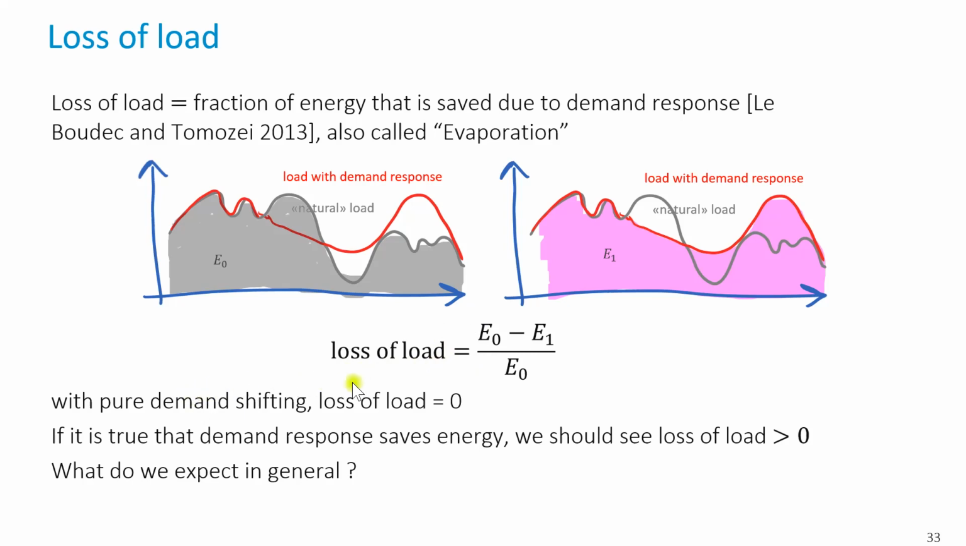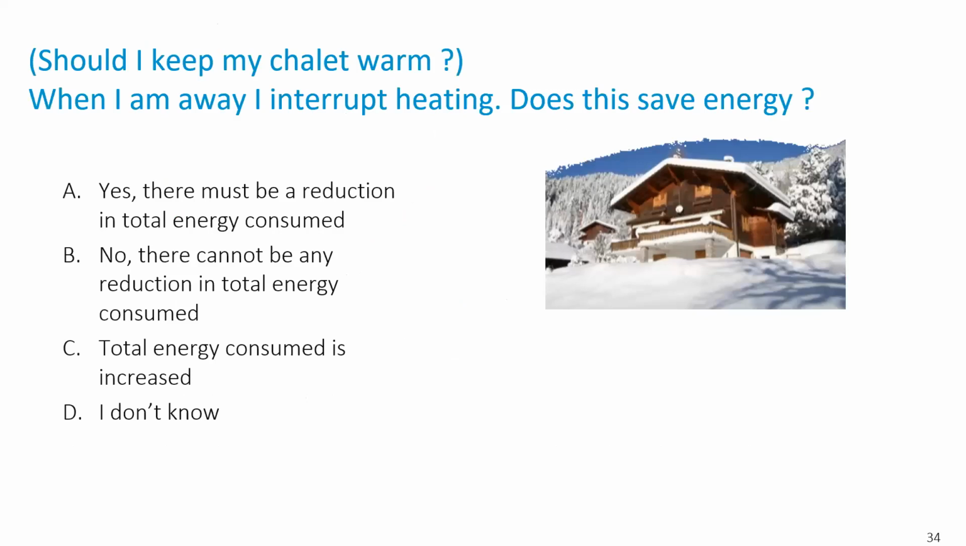So if demand response is a pure demand shifting, the loss of load is zero. If we save energy, like Voltalis says, then the loss of load should be positive. What do we expect in general? Perhaps you are confronted with this problem.